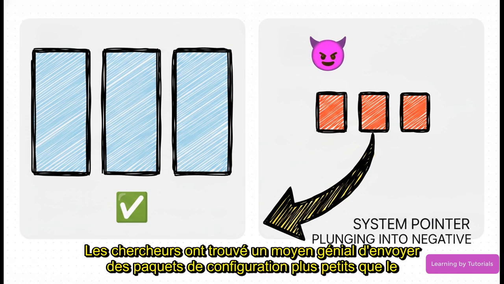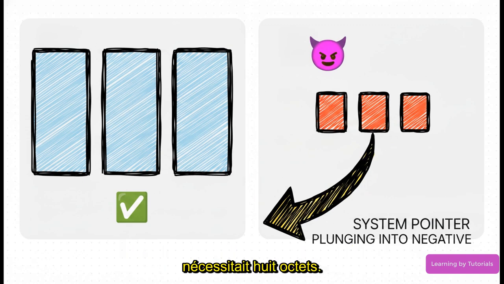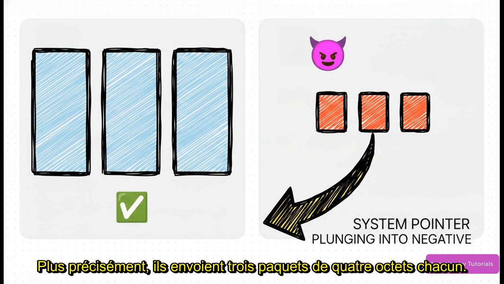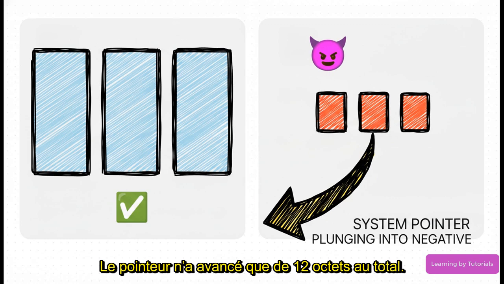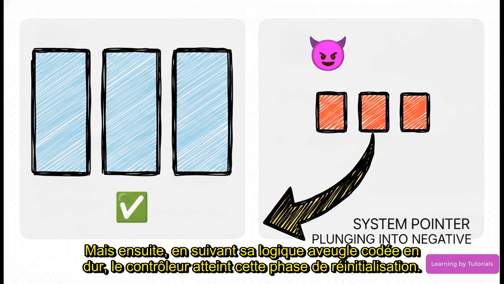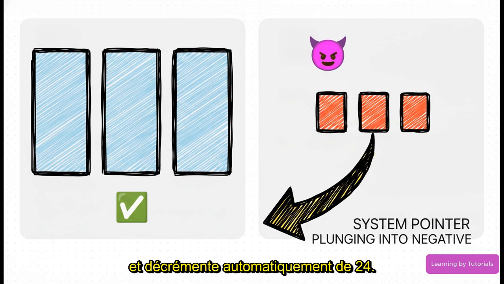The researchers figured out a brilliant way to send setup packets that are smaller than the required 8 bytes. Specifically, they send 3 packets of just 4 bytes each. So the controller increments the register by 4, then 4 again, then 4 again. The pointer has only moved forward by a total of 12 bytes. But then, following its blind, hard-coded logic, the controller hits that reset phase and automatically decrements by 24.